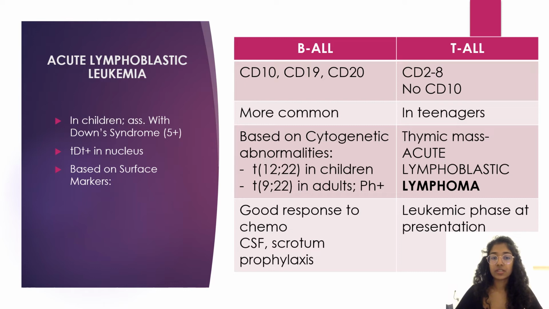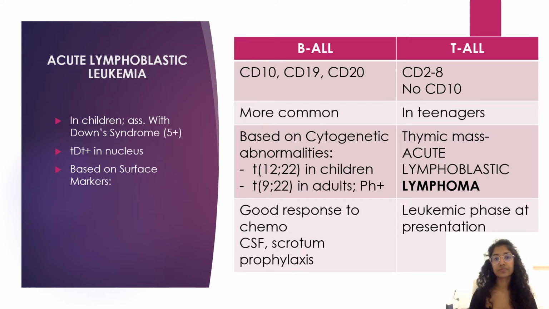An important point to note here is that the CSF as well as the scrotum should be given direct prophylactic administration of chemotherapeutic drugs. This is because the drugs are not able to pass through the blood-brain barrier or the blood-testis barrier, and as a result, you need to have direct administration to these sites, whereas the rest of the body the blood will reach.